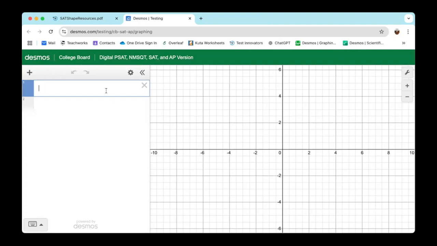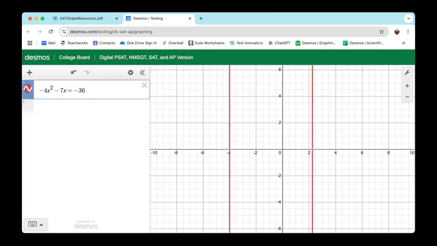Okay. So one way to solve any equation is to simply type the equation exactly the way it is. So negative 4x squared minus 7x equals negative 36. If you do it this way, what you're looking for is the solutions are vertical lines, or solution if there's only one. The biggest thing with Desmos is to always know what you're looking for, because anybody knows how to type these things into Desmos, but the key is, do you know the math well enough to know what you're looking for?